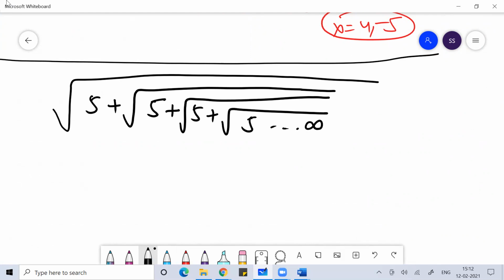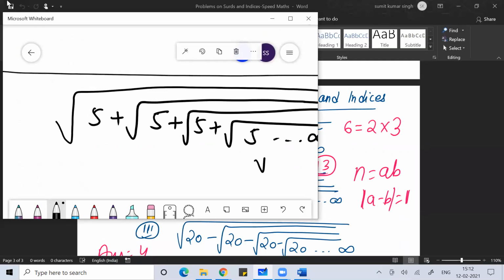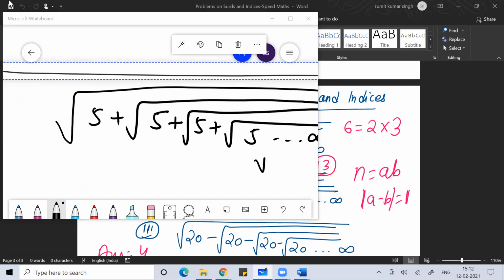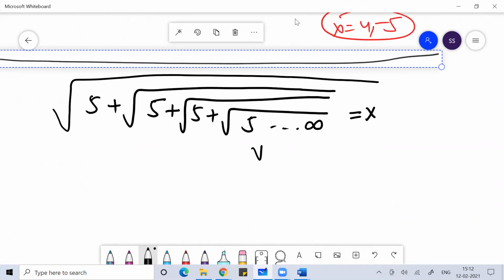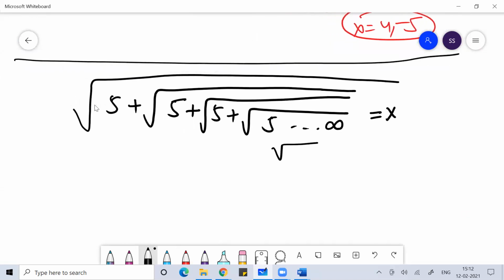Again, you don't have to follow the shortcuts. What I'm telling you, you always need to understand. There's a traditional method we have learned in schooling. So we can make this equal to x. If I make this equal to x, it becomes root of 5 plus x equals x. So it becomes x square minus x minus 5 equals 0.